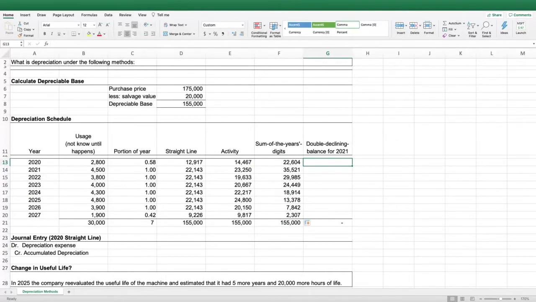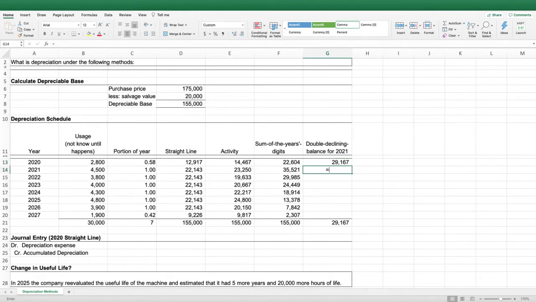What it does is we do not start with our depreciable base, we start with the full purchase price of the asset. So we're going to take our full purchase price of the asset and we're going to multiply that times 2/7, which would give us $50,000 in the first year. However, it was not a full year, so we do need to multiply that times just the portion of the year we've got. So that brings us down to $29,167 is our depreciation for the first year.